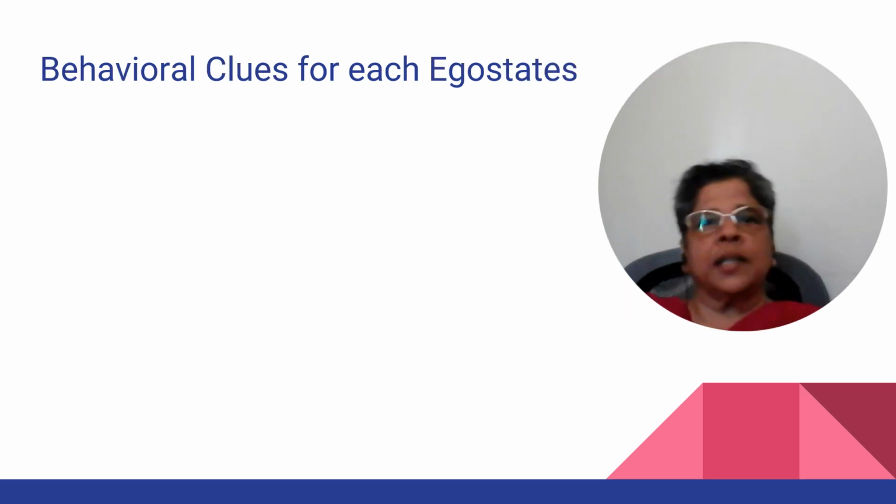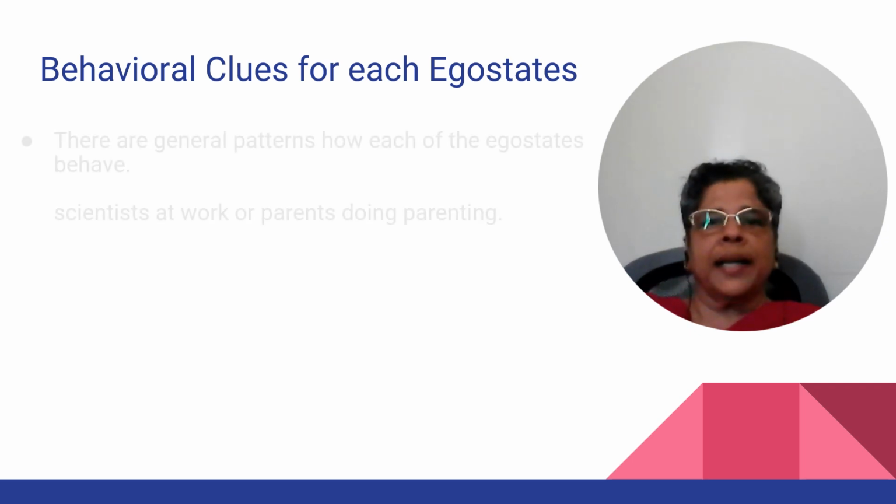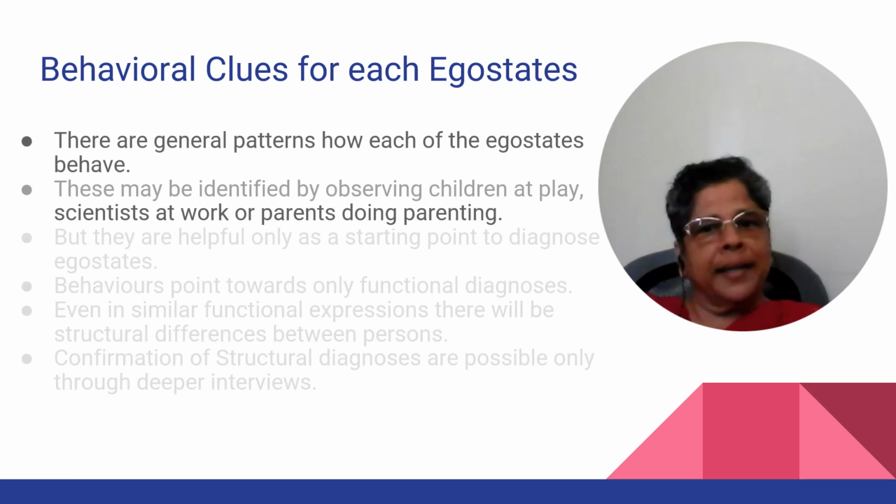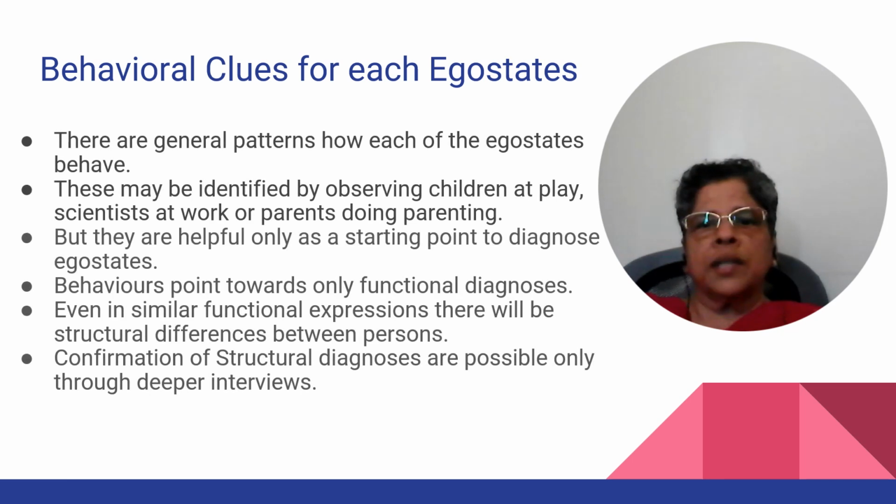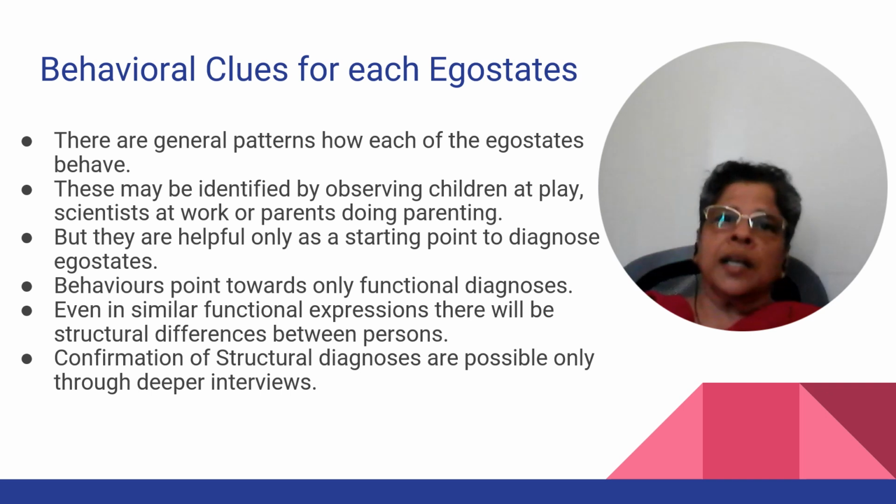Behavioral clues for each ego state. As discussed previously, behaviors are visible and hence easiest to identify. Behavioral clues of the ego states are general patterns. It is a good place to start the diagnosis process. They are functional expressions of the ego states. For a thorough diagnosis of ego states, deeper interviews are required to decipher the contents of the structure. When it comes to historical and phenomenological diagnosis, it is at structural level.